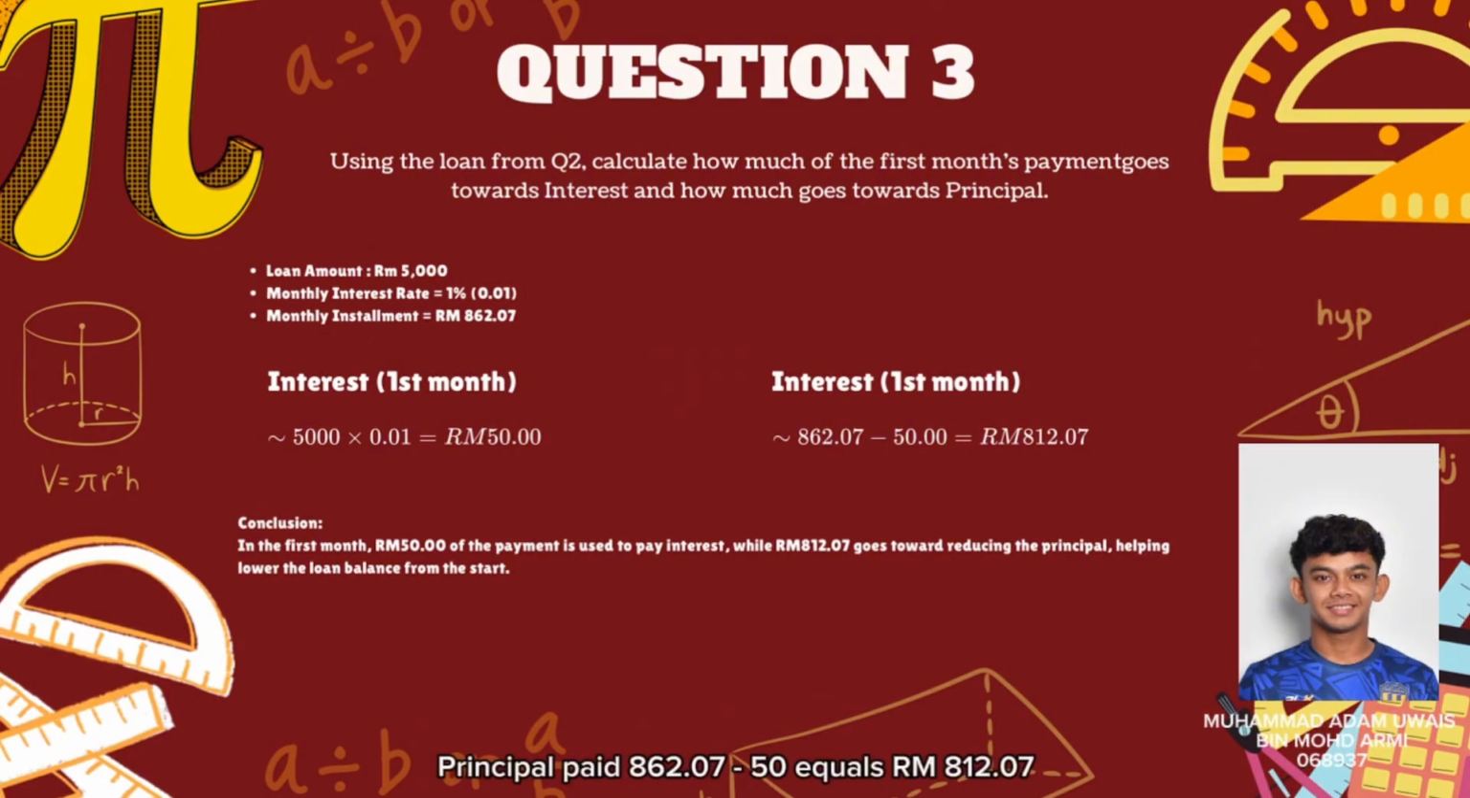Principal paid: 862.07 minus 50 equals Rm812.07. So we get interest equals Rm50, principal equals Rm812.07. Overall conclusions: this question shows how annuity formulas help us plan savings and understand loan repayments, including how interest affects what we actually pay.